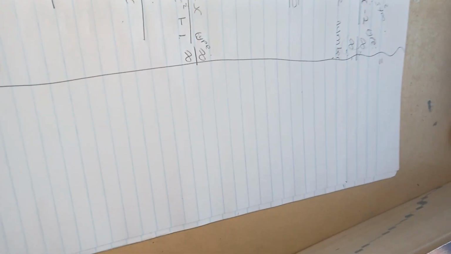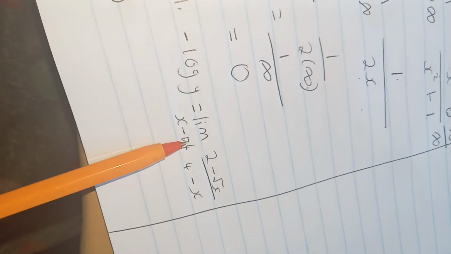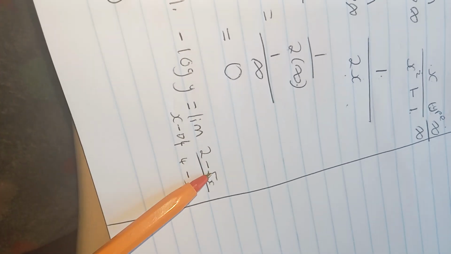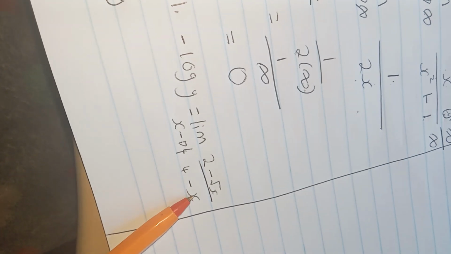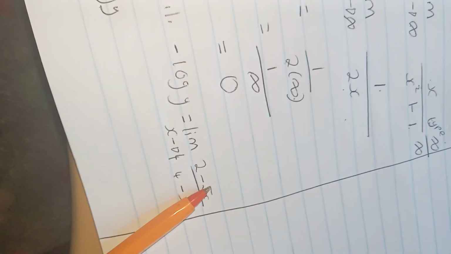So we can start. Okay, let's come here. I'm now using a red pen because I lost that one. So this will be equal to the limit as x approaches 4. If you substitute your 4 here, it's going to be 0. It's 2 minus the square root of 4. Square root of 4 is 2, which is 2 minus 2, it's 0. 4 minus 4, it's 0. So your type is 0 over 0.